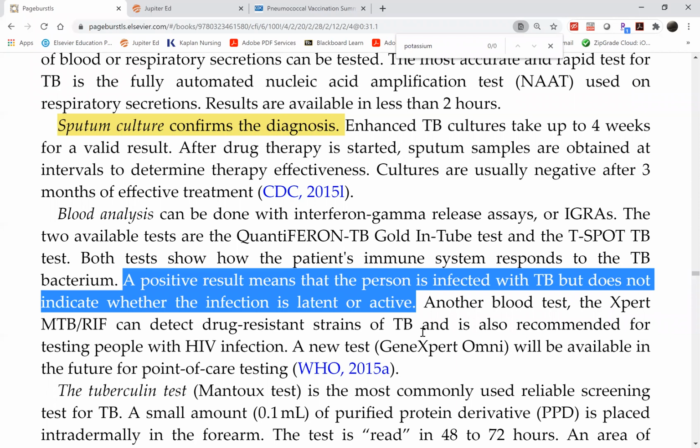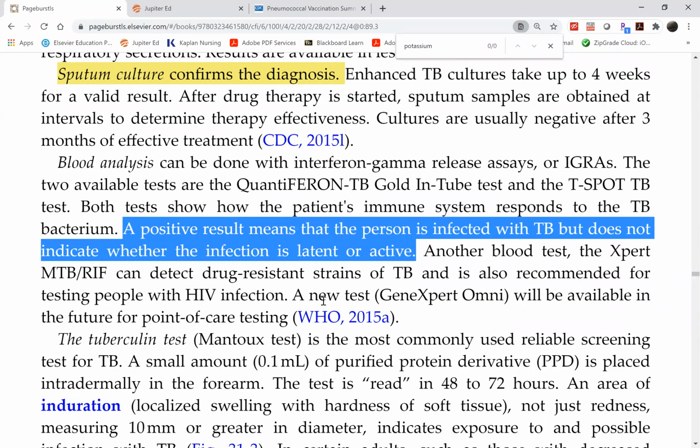Yes. Okay, so again, what do all these tests do? The PPD, the IGRAs, QuantiFERON, T-SPOT, what do all of these do? They detect TB? Okay, they only detect exposure to TB, meaning you have been exposed, but can they tell whether what you have is latent or active? No. They cannot do that. These tests only indicate exposure, meaning yes, you've been exposed to TB, but am I sick with it? They can't tell that. So you need a chest x-ray if you turn positive for these.